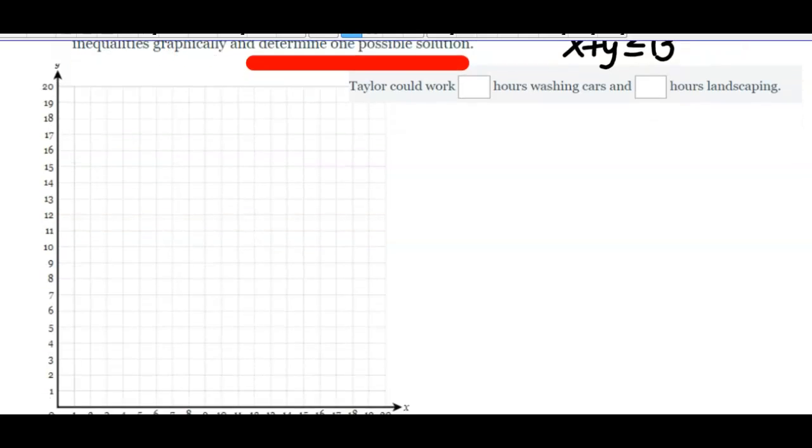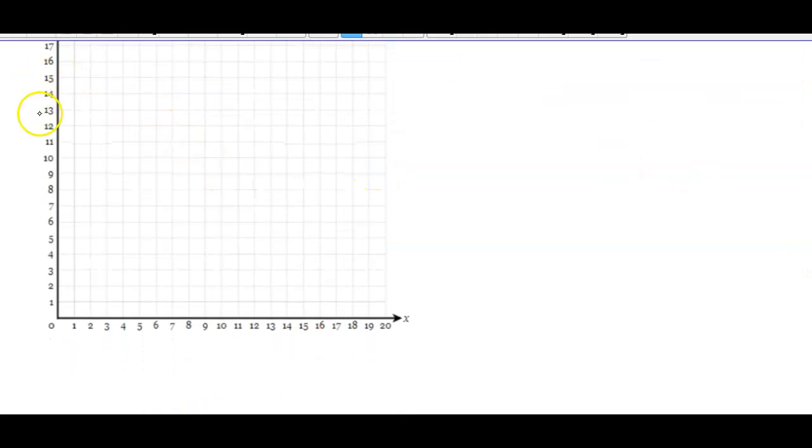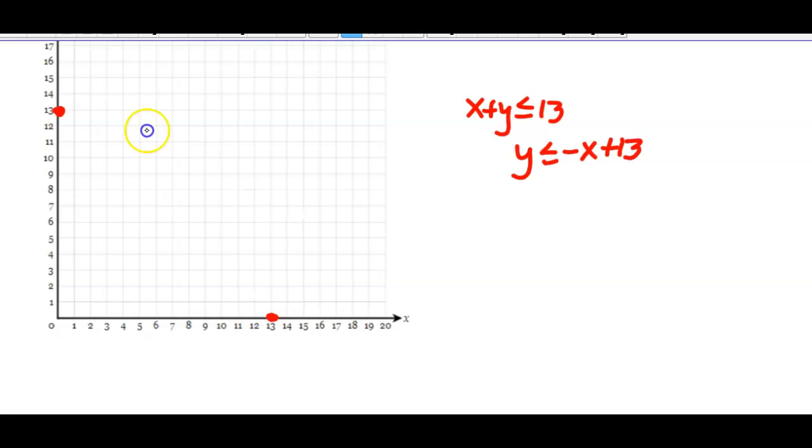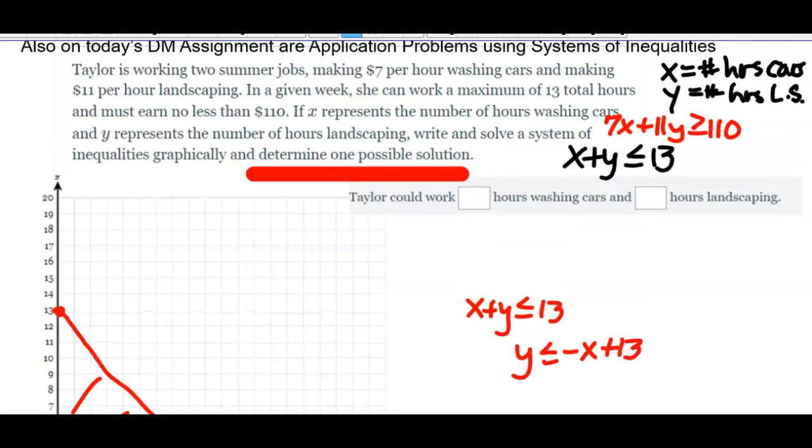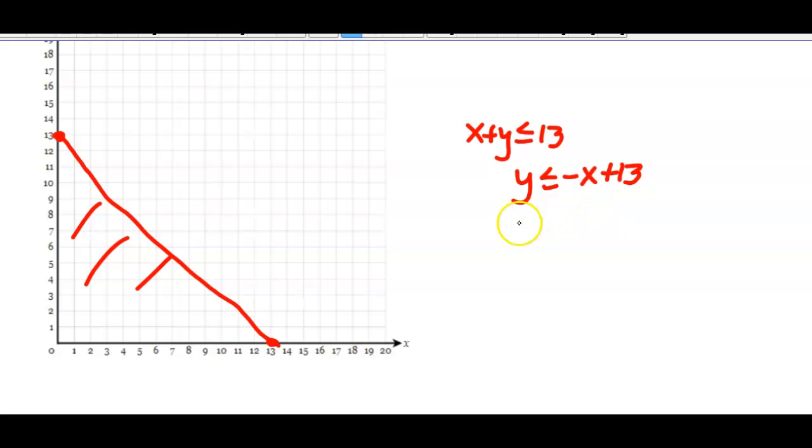So we're going to graph these inequalities. The first one, X plus Y is less than or equal to 13. I'll do it in red. The intercepts would just be 13, 0, and 0, 13, or you could make it this equation, but it should be here, and she needs to stay below that. The second equation was 7x plus 11y is greater than or equal to 110.